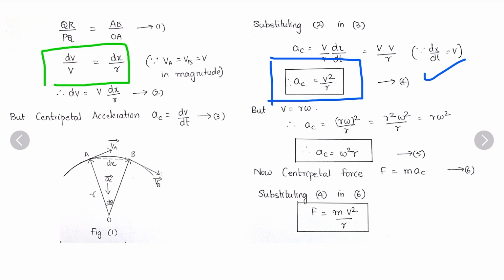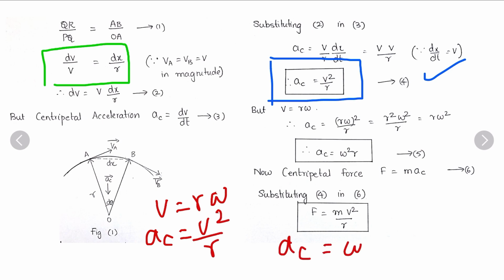So we have seen many expressions today. The first expression is V is equal to R omega. Second one is AC is equal to V square by R. Third is AC is equal to omega square R. And the fourth is F is equal to MV square by R.